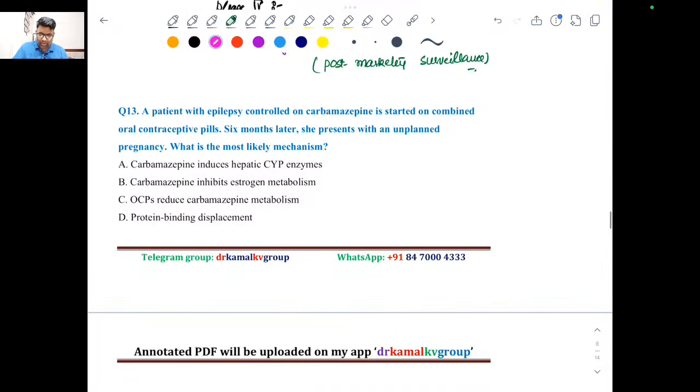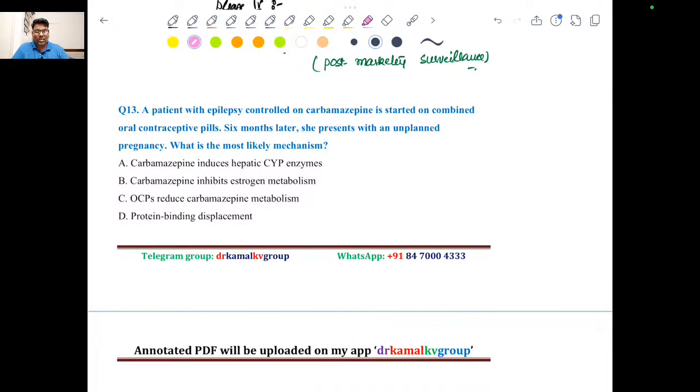Then moving forward to another question, a patient with epilepsy, and he was controlled with carbamazepine, and then he started on combined oral contraceptive pills.